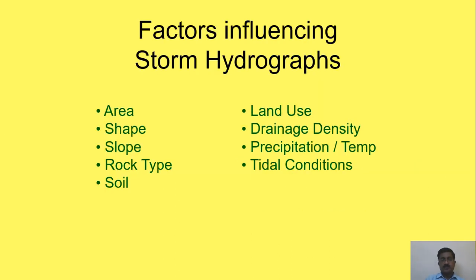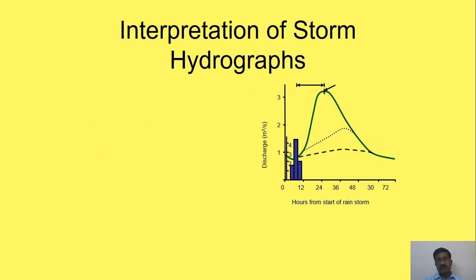Now the factors which are going to influence the storm hydrographs are area, shape, slope, type of rocks, soil, land use, drainage density, precipitation, associated temperature, and various tidal conditions. These are the various factors which are strongly influencing the storm hydrographs. So before that also, let's revise some part regarding what we have seen regarding the hydrograph.